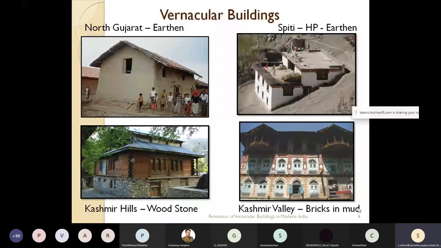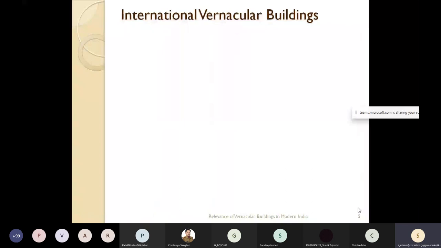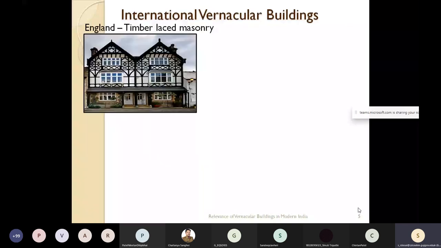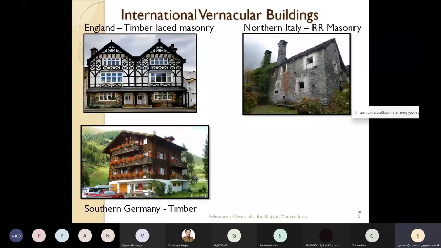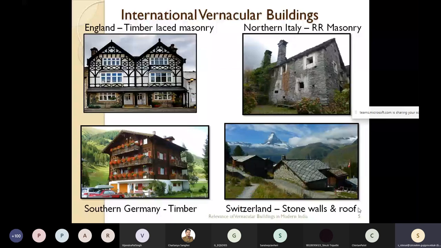And also, let's look at some international examples, because a lot of us with a lot of money go to England and look at the British Tudor houses, which are basically timber-laced brick masonry, absolutely gorgeous looking buildings. And up in northern Italy, which is part of the Alps, you have stone once again. So you have random rubble masonry, just like we have in our mountains. And in southern Germany, which is also orbiting the Alps, there's a lot of timber, so you have timber buildings. And of course, in Switzerland, basically a lot of stone.